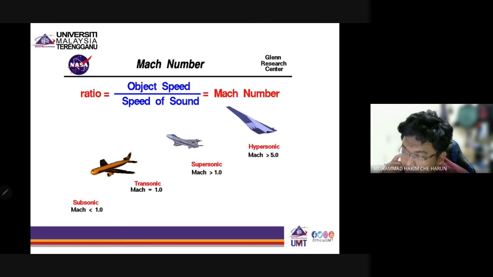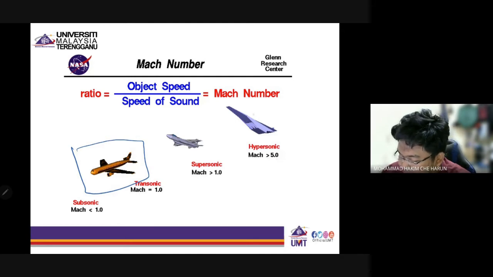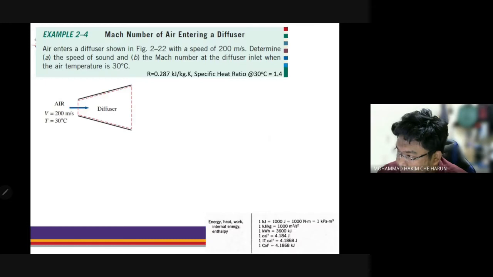So this is the Mach number from NASA. So the Mach number, if it's less than 1.0, it's for the commercial aeroplane. But here, what we got is Mach number is more than 5. It's about the hypersonic. Okay, so from the example 2.4, it says air enters a diffuser shown in figure 2.22 dalam gambar ni. Jadi at speed of 200 meter per second and then determine the speed of sound.